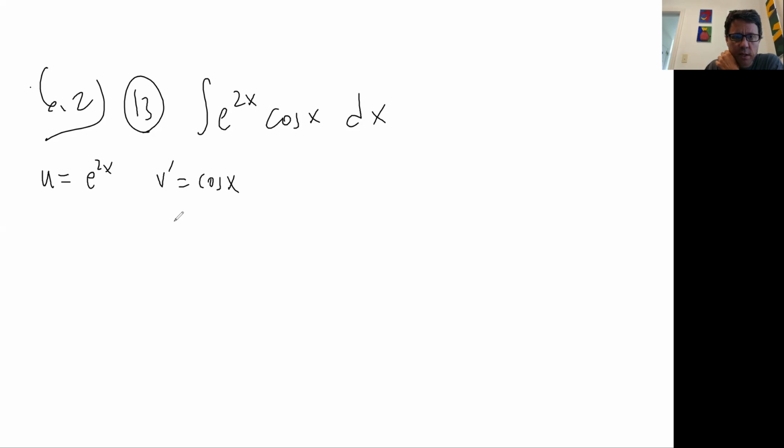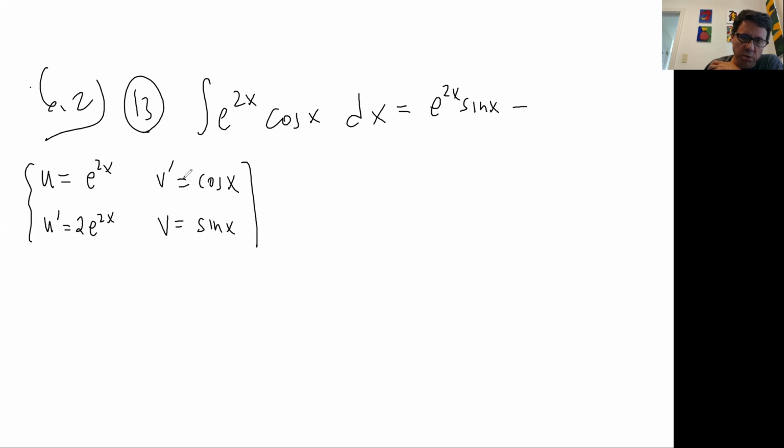So I know I need v, which is sine, and I know I need u prime, which is e to the 2x, but then you multiply by the chain rule, which is 2. So you got that part set up, then at least this answer is u times v, so that's e to the 2x sine x, and then minus the integral of v u prime. So these two things multiply together. So I have a 2, an e, and a sine. So I can write it as 2 integral e and sine.